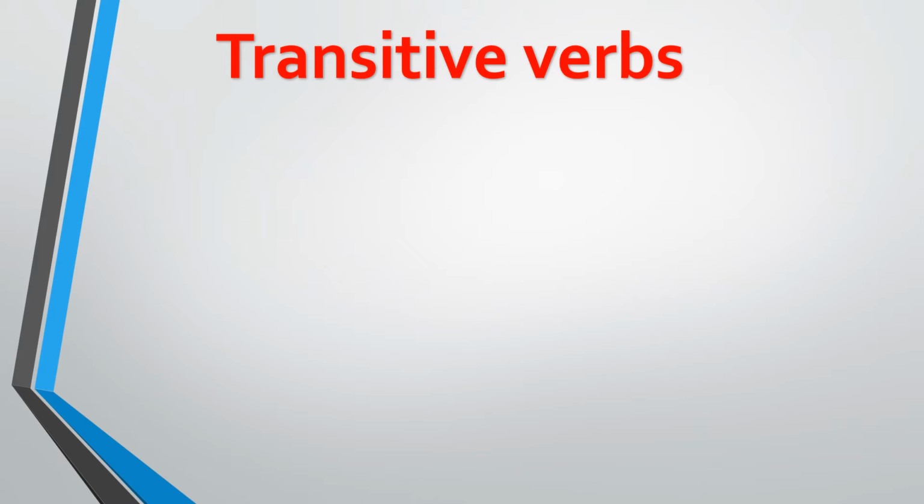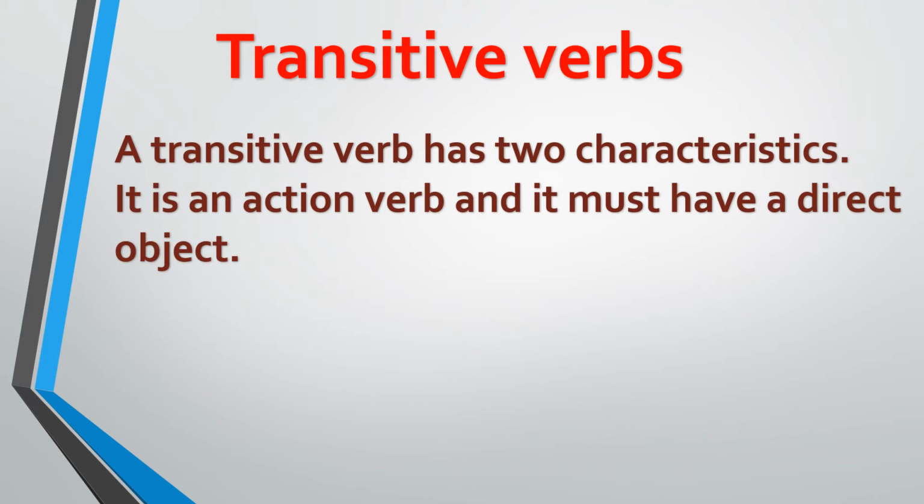Okay, Lesson 3 is talking about the transitive verbs. What are the transitive verbs? A transitive verb has two characteristics. Number one, it's an action verb, and of course we know the action verb. Number two, it must have a direct object.